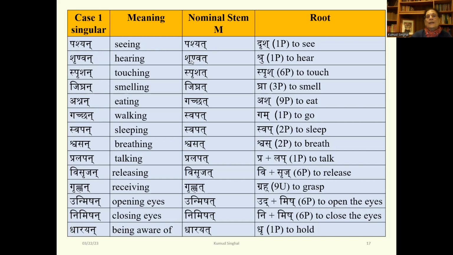Shranvan, hearing. This is your pratipadikam; the dhatu is shru. Sparshan: sparsh, 6p. This is your pratipadikam. So they all end in ta, and all the case 1 singular forms end in na, right? Jigran: gra, this is an irregular root. Gra and jigran, so it is 3p. Ashnan.